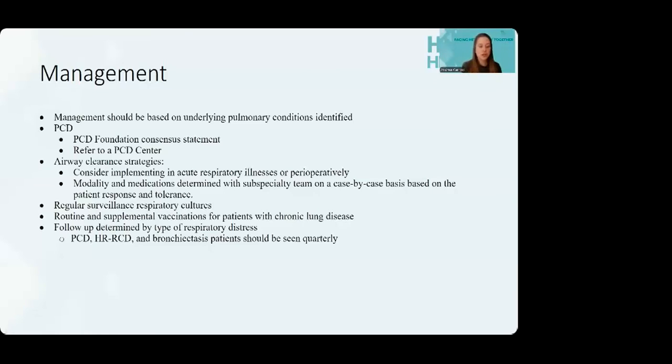And in general, just pick up the phone, call your pulmonologist, call the subspecialty center or the specialty center for PCD if you have a patient at your center that might not have a PCD center per se. We're always happy to answer a question. Just send us an email.